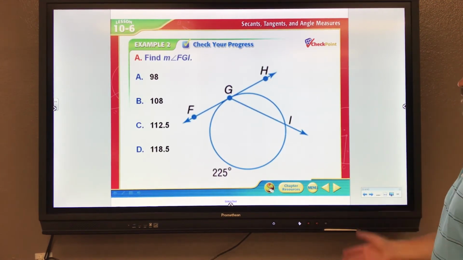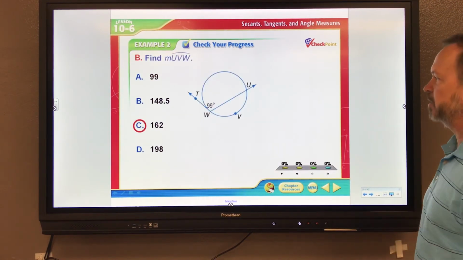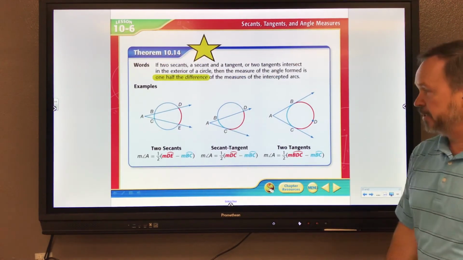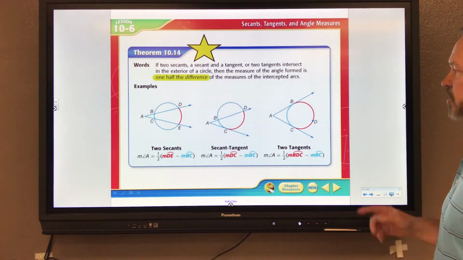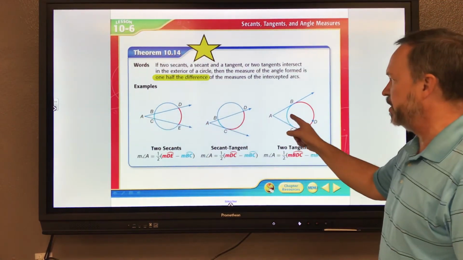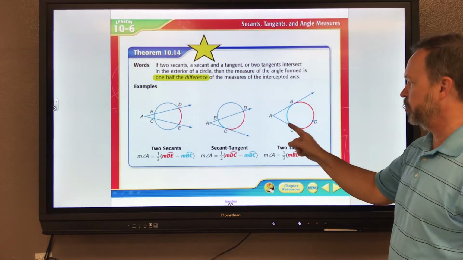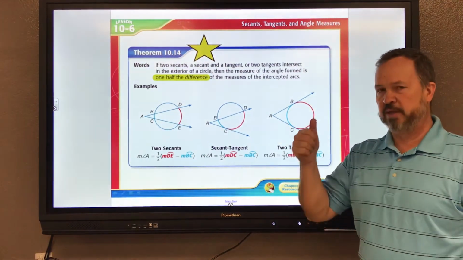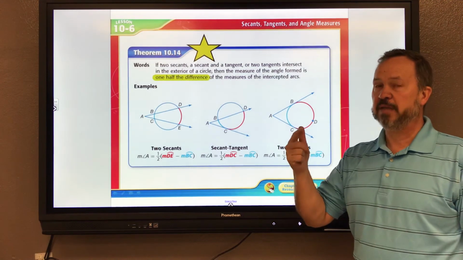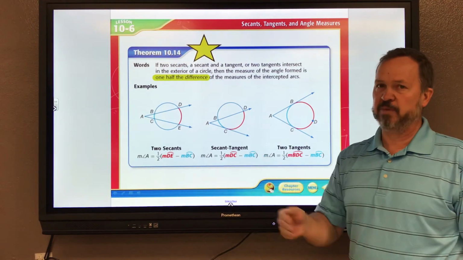And now we're just repeating the same concepts, just different numbers and practice, until we get to this. And this is interesting. This is what happens when you have an exterior angle. In all these cases, whether you're dealing with two secants, a secant and a tangent, or two tangents, all of these have an exterior angle. So we've done four things here: central angle, inscribed angle, interior angle but not at the center, and now exterior angle. So there are four of them that we're going to look at here.